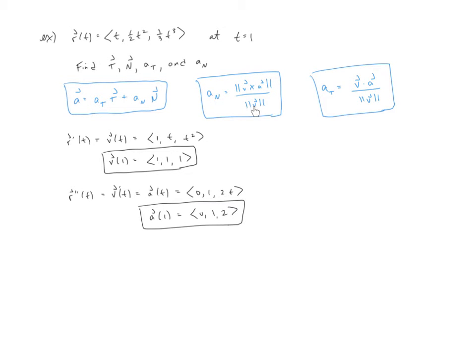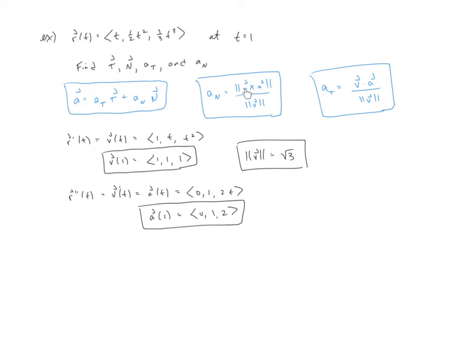I'll additionally need the magnitude of v, so I guess now's as good a time as any to hit that. So the magnitude of v, that's going to be the square root of this thing squared plus this thing squared plus this thing squared. So that just gives us the square root of 3. You guys have found a lot of magnitudes by now. No doubt you can follow that. All right, so let's go ahead and start with a sub n.